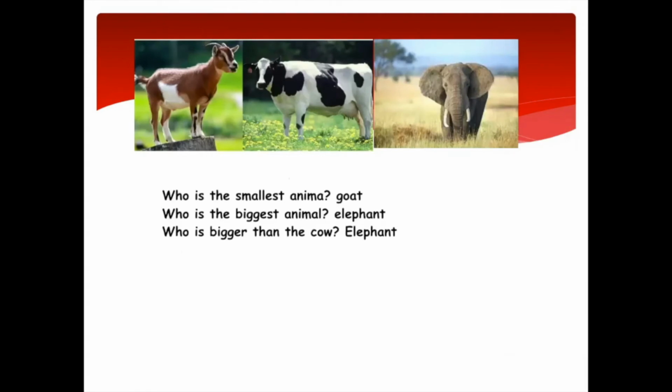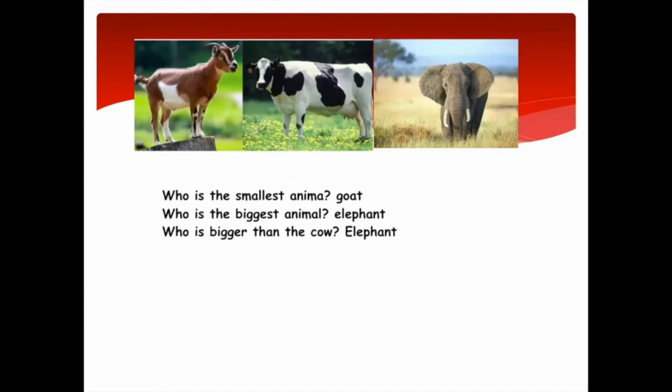Right, in the next slide we can see 3 animals. Who are they? In the first picture we can see a goat. In the second picture we can see a cow. And in the third picture we can see an elephant. Now look carefully and tell me, who is the smallest animal?